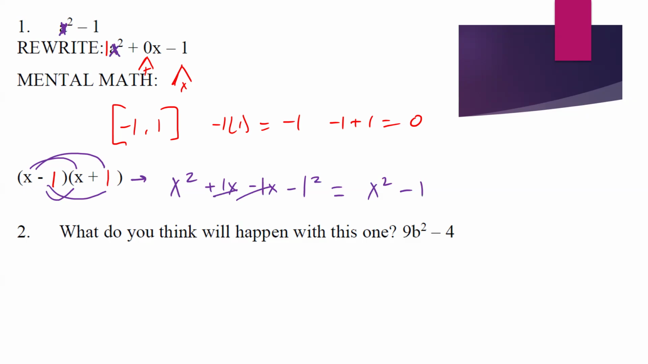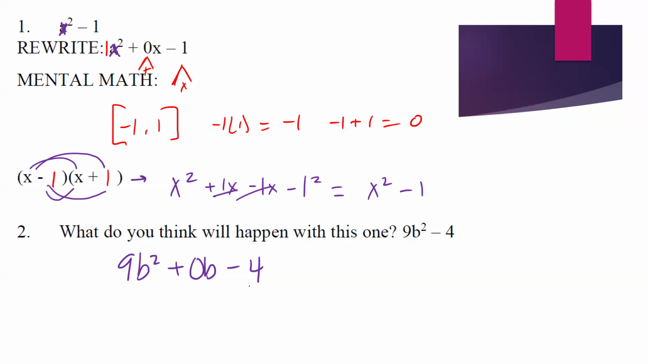The same thing applies here. For example, we have 9b squared minus 4. That means we're missing our middle term. So this is actually saying 9b squared plus 0b minus 4. The difference here is that our leading coefficient is 9, not 1.